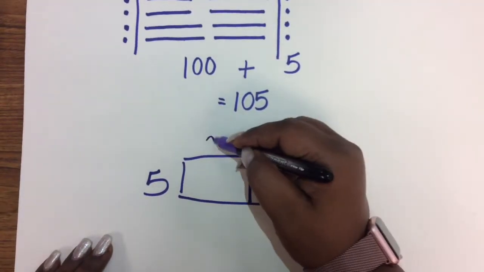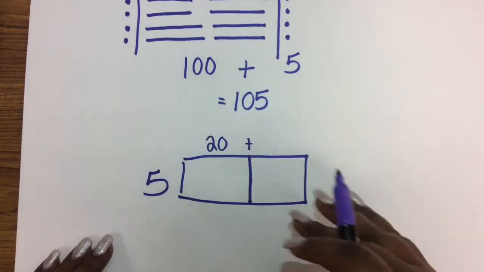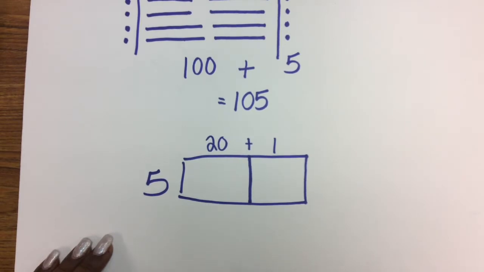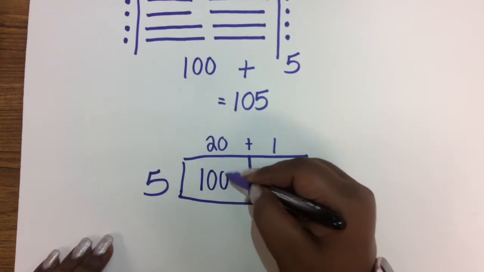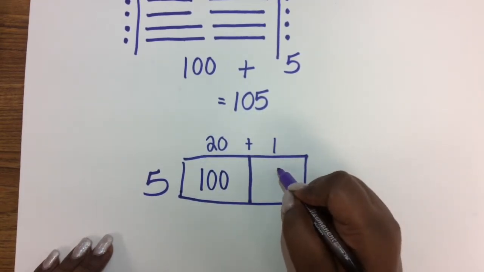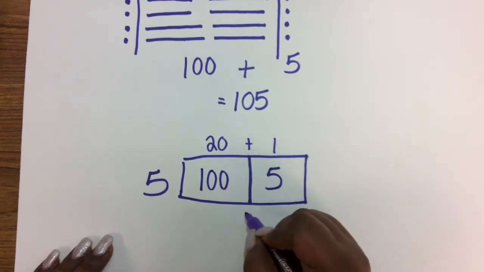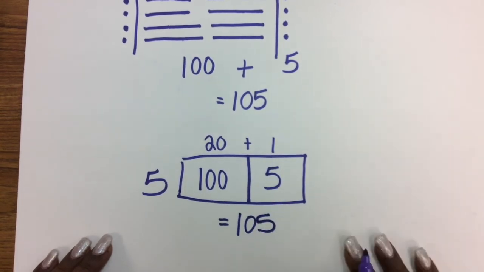So we have 20. I'm going to put that plus there just to remind them that we need to do that. And 1. So what's 5 times 20? We should know if we've got 5 20s that it's 100. 5 times 1? 5. Put it together because we broke them apart. 100 plus 5 equals 105. So this is one way to do it.